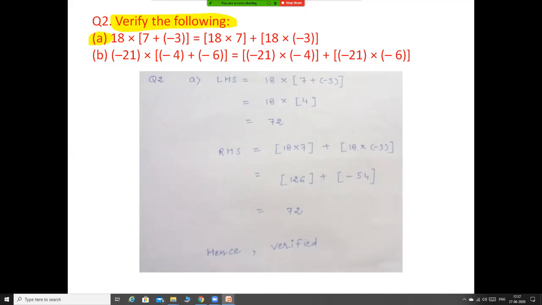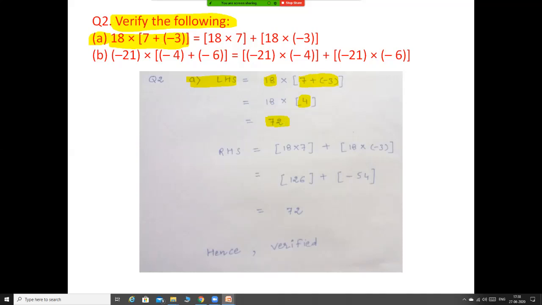So how to verify? First of all, writing the left hand side. What is the left hand side? This is 18 into 7 plus minus 3. First of all, inside this closed bracket, 7 plus minus 3, answer is 4. Now 18 is multiplied with 4, answer is 72.